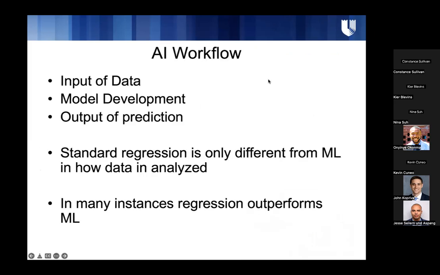So when you're talking about AI, there's a predictable type of workflow. It's input of data, and then you develop the model, and then you get an output of prediction. And most of the AI technologies we have now are actually prediction models. And standard regression is only different from machine learning in how it's analyzed. And believe it or not, still to this day, if you're doing stats or data progression, then linear regression outperforms machine learning most of the time.